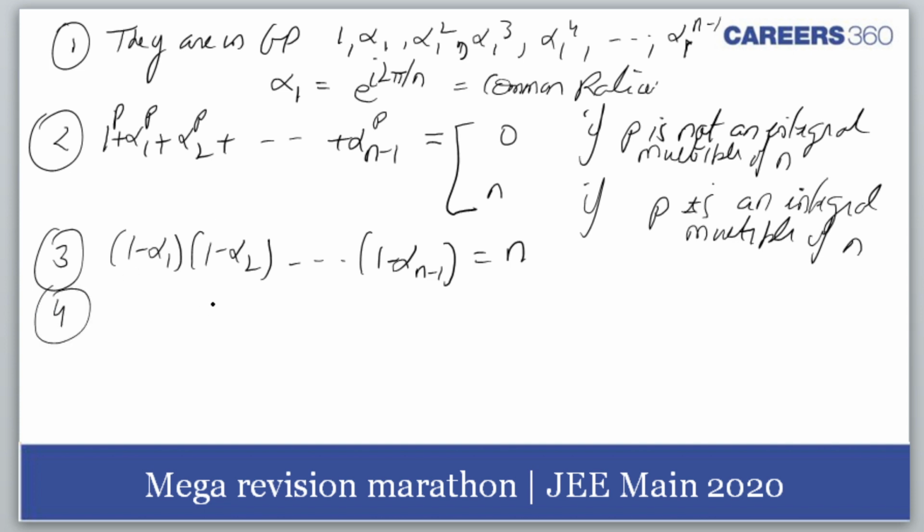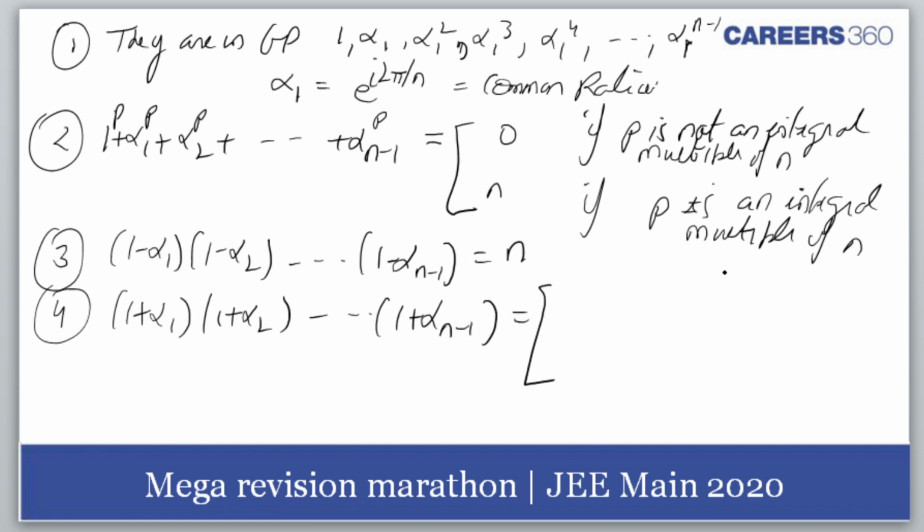Then the fourth one is 1 plus alpha 1, 1 plus alpha 2, and so on, 1 plus alpha n minus 1. This is equal to, integral multiple means like 3n, 4n, 5n. I mean, suppose we are finding out the sixth root, then multiples of 6 would be called integral multiples. Integral multiples means integer into that number itself. So that's equal to 0 if n is even and 1 if n is odd.